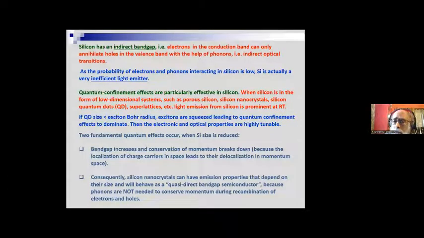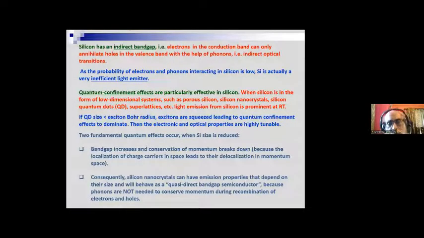So this kind of annihilation is possible through the help of phonons, which is important. But because it is an indirect band gap semiconductor, it is a very bad light emitter. It is an inefficient light emitter because there is no possibility of a direct transition of an electron into the hole to make a recombination and to have a light emission. You can imagine the same thing happens for germanium, which is also an indirect bandgap semiconductor.